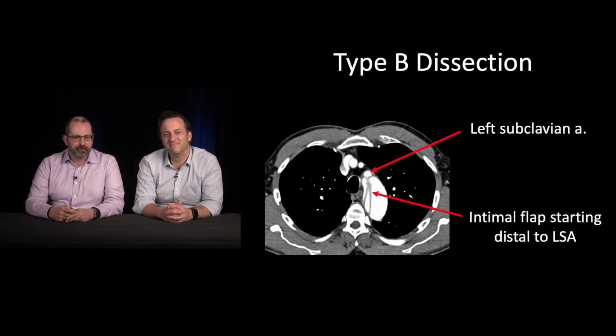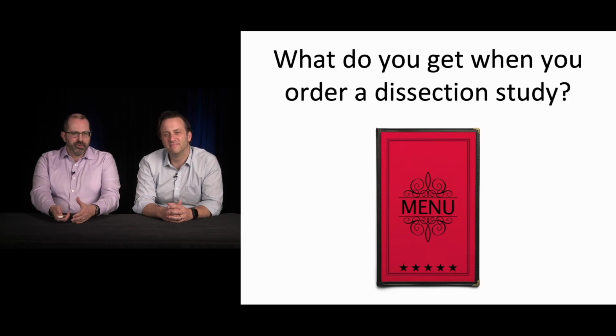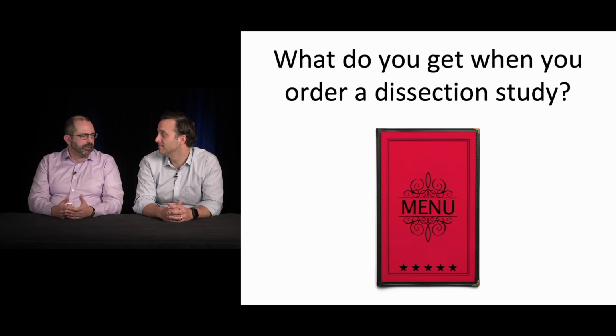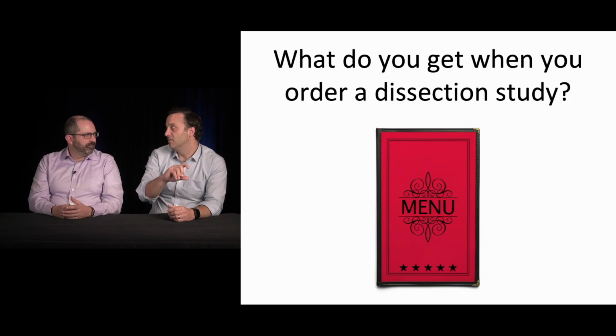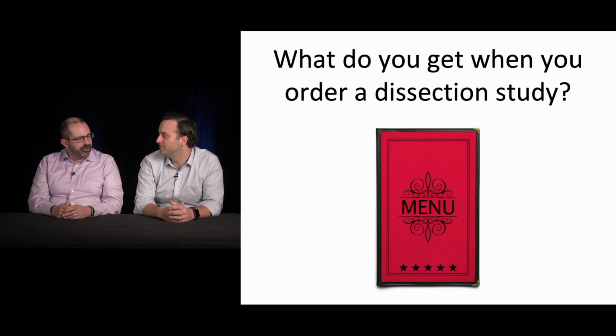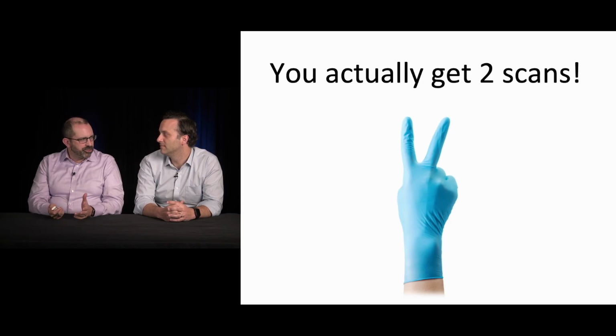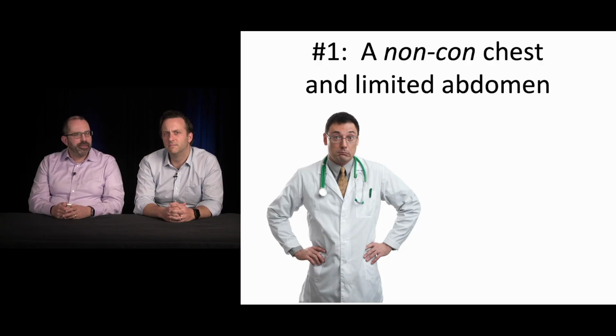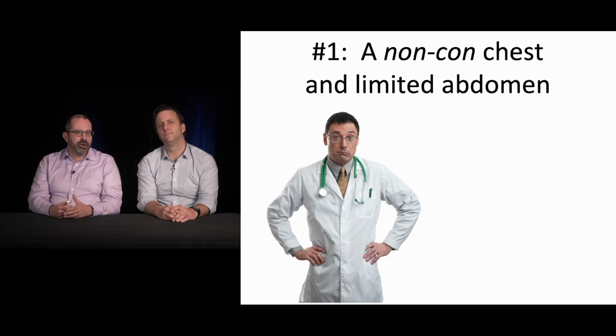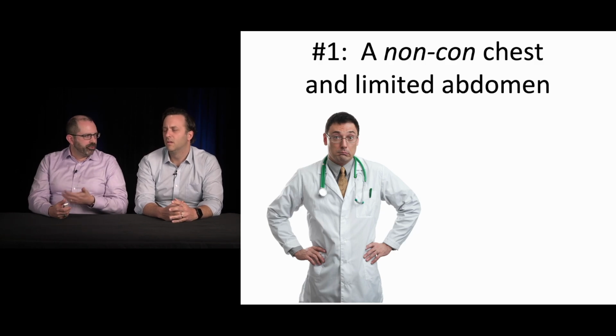So when you order a dissection study, what are you getting? Well, you're certainly getting the arterial phase timed at the aorta. But in most institutions, you're actually getting 2 scans, which is kind of crazy. The first one is a non-con study: a non-con chest, abdomen, pelvis, down through the bifurcation.